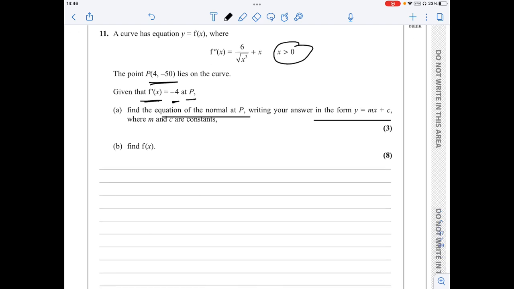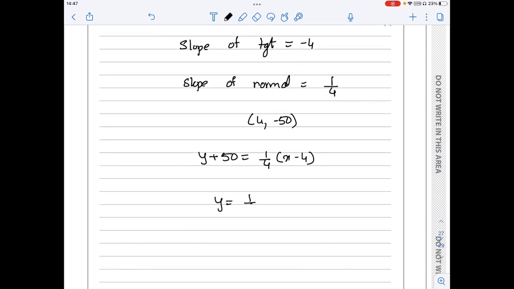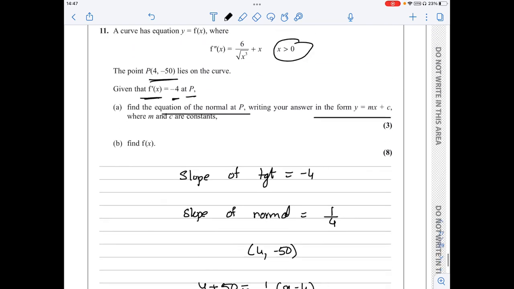So the slope is being given, f prime x is the slope of the tangent. Slope of tangent has been given as negative 4. So slope of normal will become reciprocal and opposite sign, which becomes 1 upon 4. Now the point P is 4 comma negative 50. So equation will be y minus y1 equals m times x minus x1. So y equals 1 upon 4 x minus 1 minus 50. So y equals 1 upon 4 x minus 51. That is the equation of the normal.